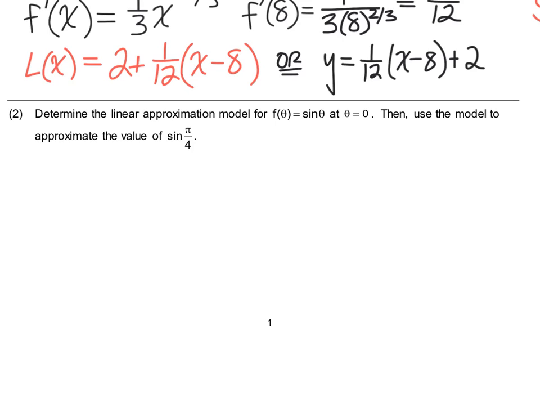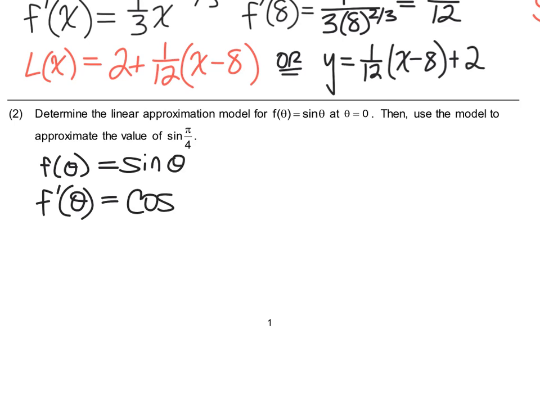All right, so follow the model. They're using theta here instead of x, but that's not a big deal. If you want, you change it to an x. Nobody's going to lose any sleep over that. But I like making theta, so I'm going to leave it that way. All right, derivative of sine is? Cosine. So I need f of 0 and f prime of 0.